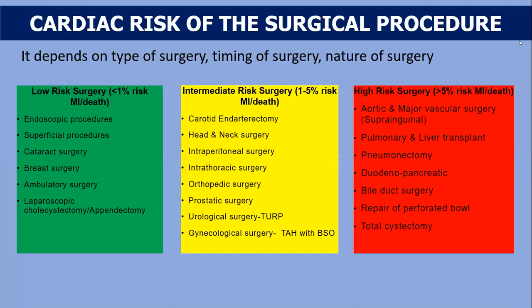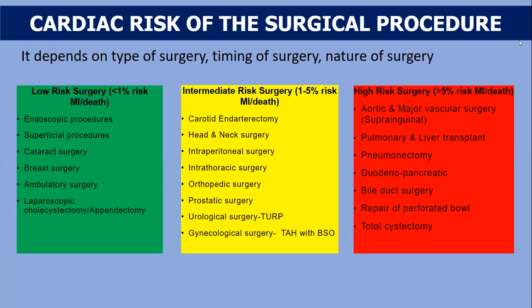Surgical risks basically depend on the type of the surgery, nature of the surgery, and the timing of the surgery. What are those low risk surgery, intermediate risk surgery, high risk surgery? Low risk surgery is considered those surgical procedures where the patient has less than 1% risk of development of myocardial infarction and death. These are endoscopic procedures, particularly endoscopic polypectomy, superficial procedures over the skin, even plastic surgical procedures, cataract surgery, breast surgery, ambulatory surgery, and laparoscopic surgery where there is no need to open the abdomen. These are low risk surgical procedures.